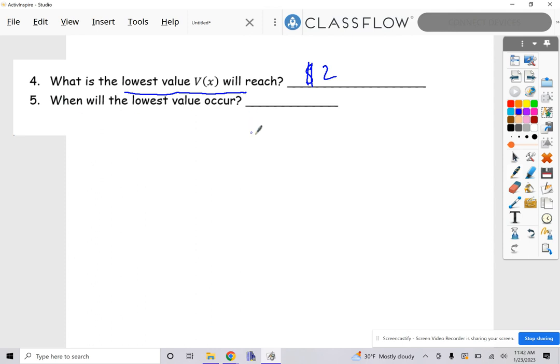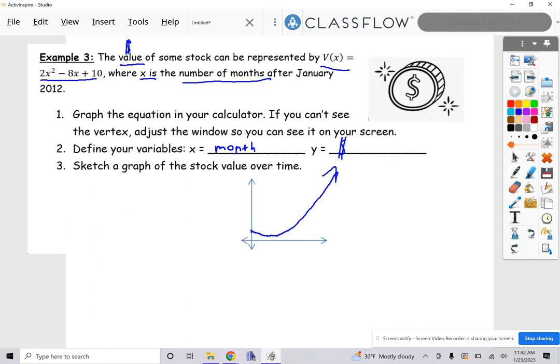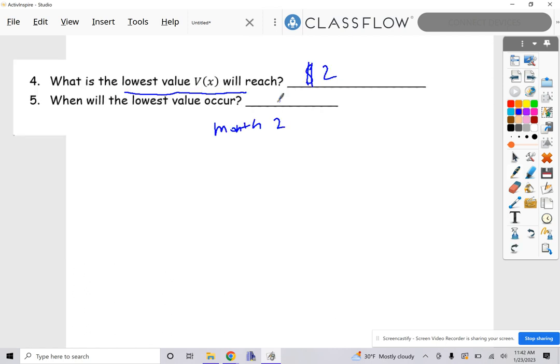And when does it occur? Well, it occurs in month 2. But let's read the question carefully here, because it says where X is the number of months after January, meaning January is 0. So February would be 1. So this actually happens in March.